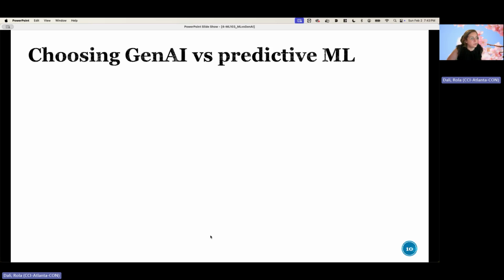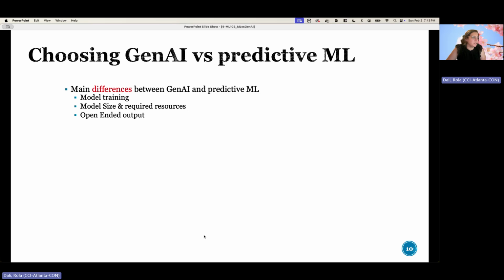Okay. So now choosing GenAI versus predictive ML. The main difference between GenAI and predictive ML, there's a lot of differences, but the main three big ones is really the model training. Usually for GenAI, you can't train the model from scratch just because of the estimates that we just saw. In predictive ML, it's a lot easier, and so a lot of people do it. Often there are a lot of pre-trained models out there, but sometimes for your particular use case, you might have to train your own model. The model sizes and the required resources are just vastly different, like we just saw. And GenAI produces open-ended outputs, which makes them a lot harder to evaluate.